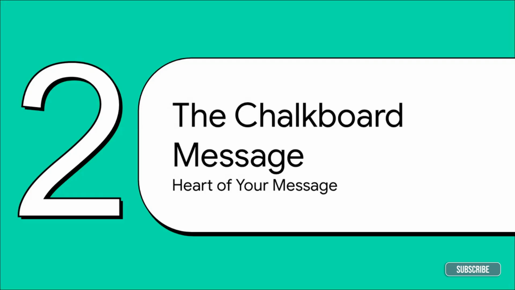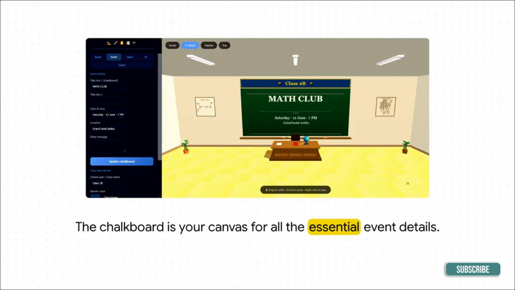So once the room feels just right, it's time to add the most important thing on any invitation. You know, the actual details of the event. And in this world, it all happens right on that classic chalkboard. This is pretty much the main event. The chalkboard is your canvas. It's where you'll put the title, the date, the time, and any other messages you need to get across. It's the central focus of the whole scene, drawing everyone's eyes right where you want them.